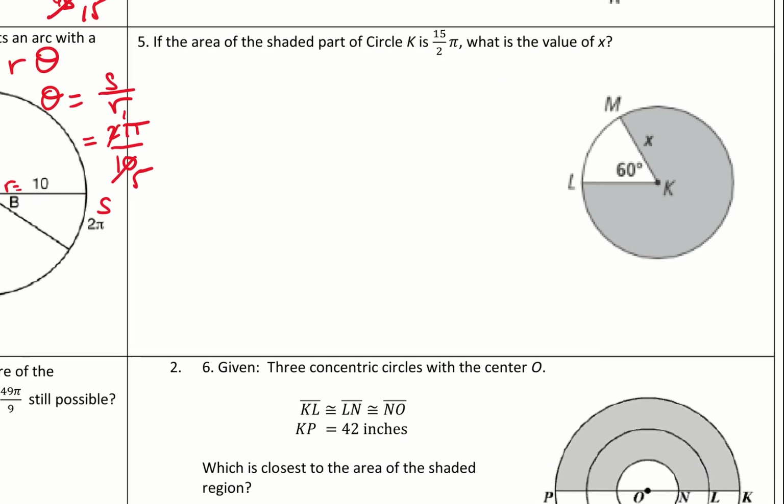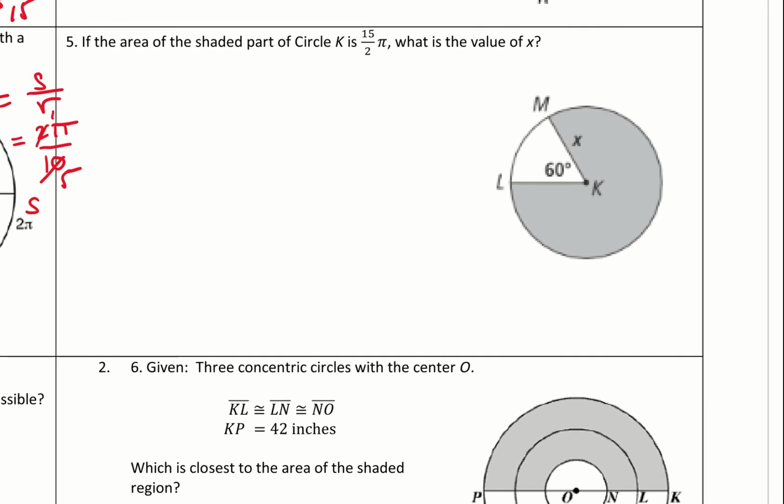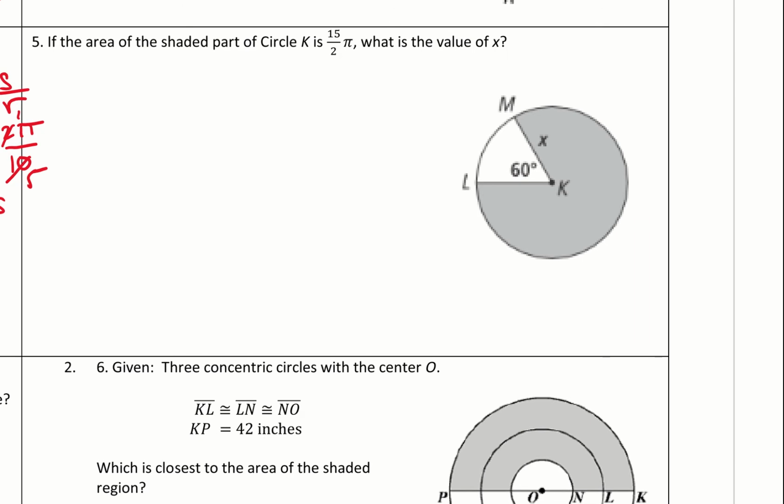So now for number 5 here. If the area of the shaded part of circle K is 15 pi over 2, what is the value of X? So we want the radius essentially. And so let's go ahead and they give us the shaded part right here. The shaded part has to be 300 degrees because the entire circle is 360 and this part already is 60. So 360 minus 60 is going to give us the 300. So now we know our angle for the shaded sector is 300.